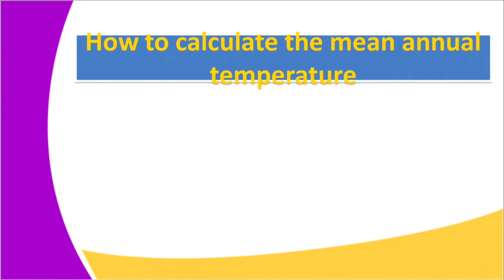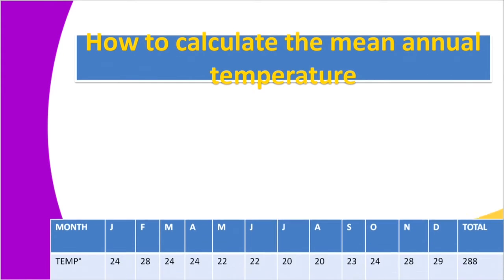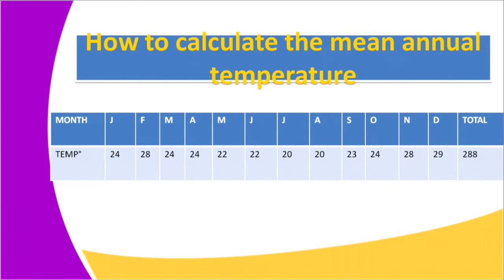How to calculate the mean annual temperature? Mean is a total of all the units that you have been given. So mean annual means in yearly form, that is a whole year. So if you are asked to calculate the mean annual temperature, below you have data, that is temperature for a given month, for a given year, let's say 2016.